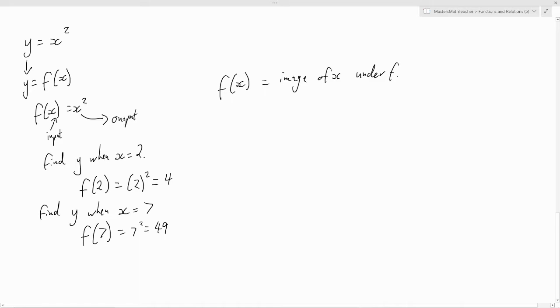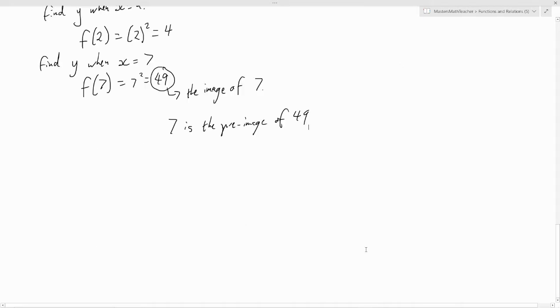Okay, so for this example, when we did f of 7 equals 7 squared equals 49, we can say the value of 49 would be the image of 7. So here, 49, the image of 7 for this given function. The opposite of this is saying that 7 is the pre-image of 49.